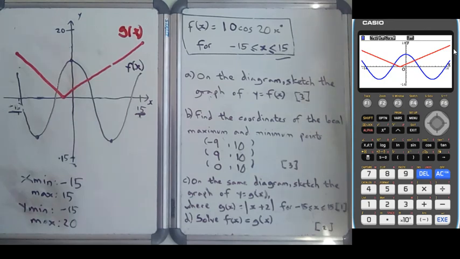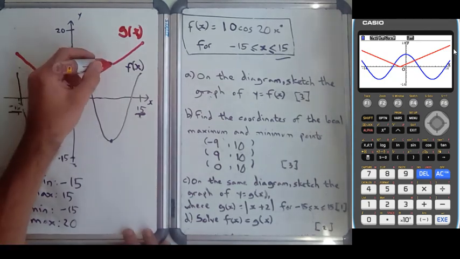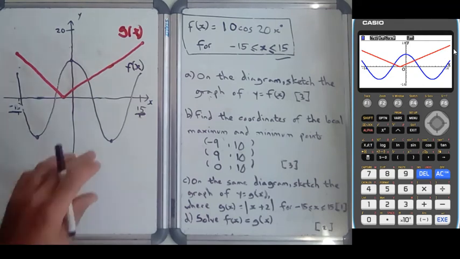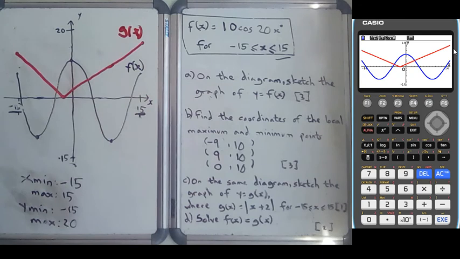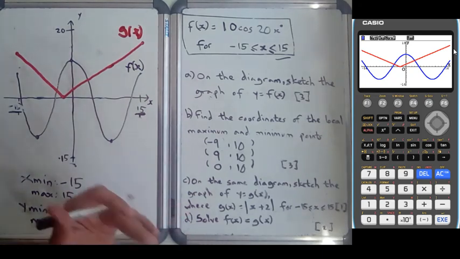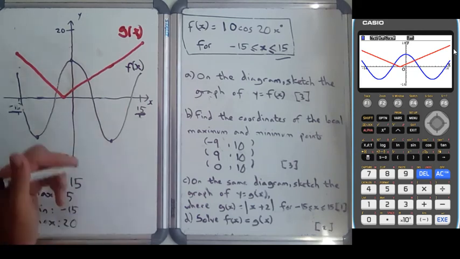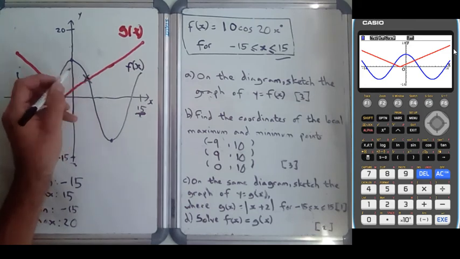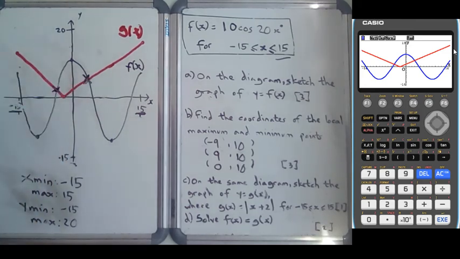Part D. Solve f of x equals g of x. So this is saying when are the x and y values shared of the two functions. So when does this function f of x equal g of x? It happens for the given values of x where they have exactly the same y values. So that happens here, and it happens here, at the intersections between the two lines.